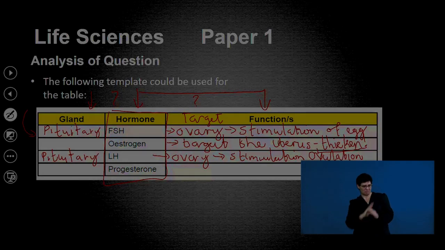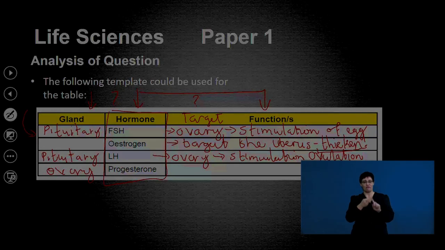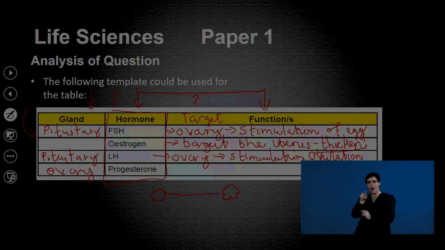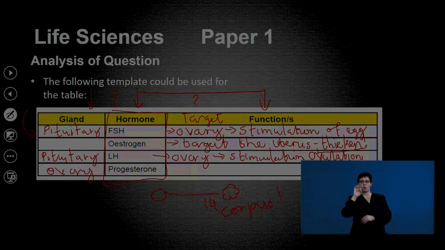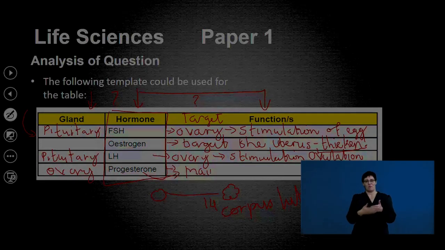The other hormone, progesterone, is released from the ovary, and that is the result of the corpus luteum, which is what happens to the primary follicle as it develops. It will degenerate on day 14 to form the corpus luteum. The corpus luteum will then continue to stimulate the ovary to produce progesterone, and progesterone will maintain the thickness of the endometrium.